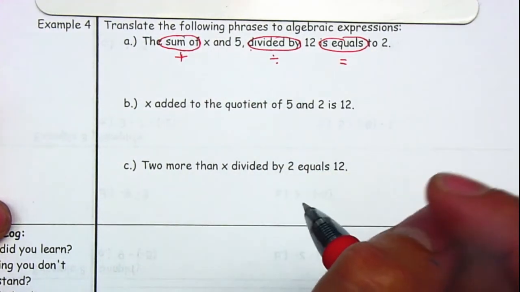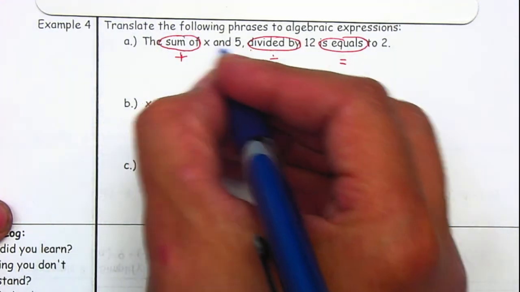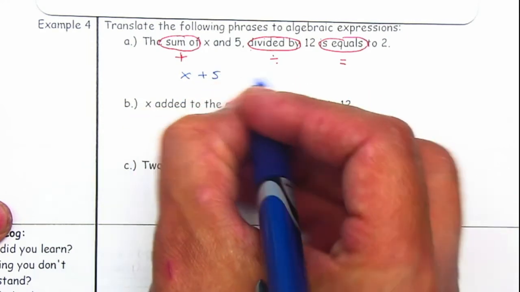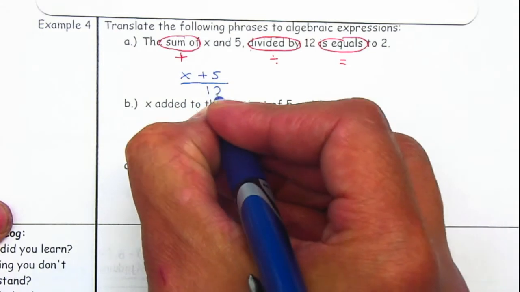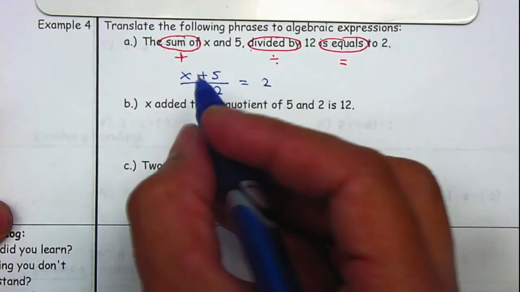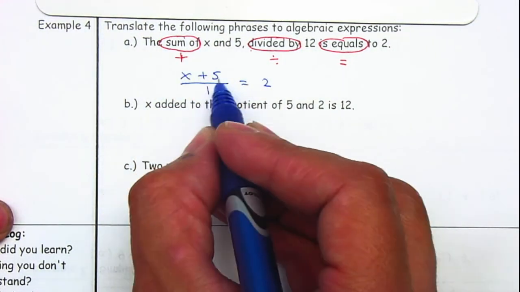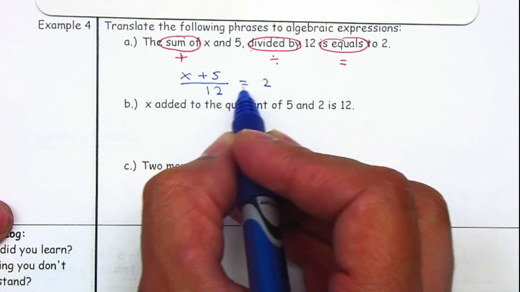Now I want you guys to see if you can translate it to an expression. So the sum of x and 5, that means I'm going to have to add x plus 5 divided by 12, so the whole thing will be divided by 12. That's going to be equal to 2. Now notice that you don't want to just place a division, because both of those two items, the x and the 5, have to be divided by 12, equal to 2.